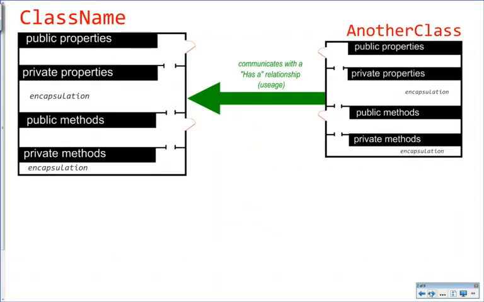Okay, so just a real quick review of some stuff from our last unit on classes. So a class has public and private properties. The private ones are encapsulated. Public and private methods. Private methods are encapsulated. You can have 2 classes communicate with one another. In other words, one class can, for example, use or instantiate another class. That's what's called a has-a relationship. So one class has another one. So 2 classes can communicate that way.